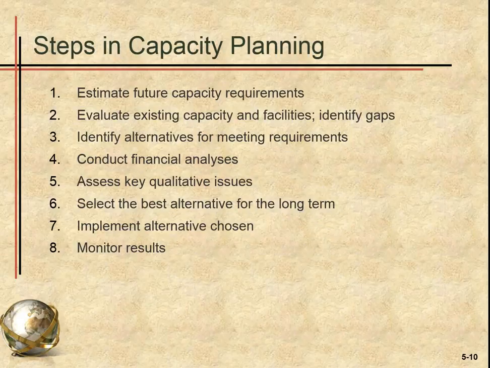So, steps in capacity planning. These 8 steps follow common sense, and really there's nothing here that you wouldn't do if it was your factory. First, you would estimate the future capacity requirement. You'd say, okay, I think I'm going to need 5,000 more units per day. Then you evaluate your existing capacity and say, okay, today I can do 4,000 and I want to go to 5,000, so obviously there's a gap. I need to add 1,000 units of capacity.